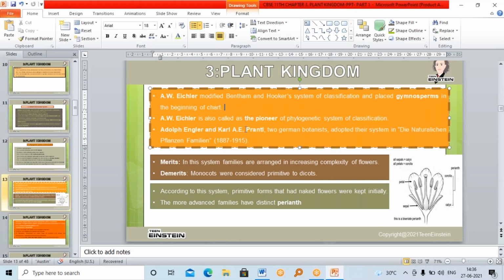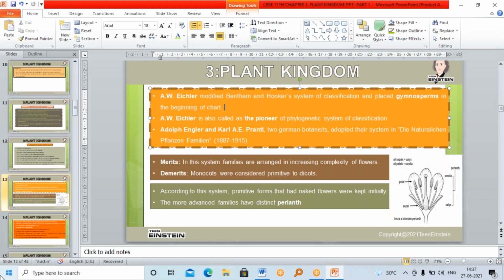Note down this. He is called the pioneer of the phylogenetic system of classification. Then merits. What are all the plus points of this phylogenetic system of classification? In this system, families are arranged in increasing complexity of flowers, from simple flowers to complex flowers.